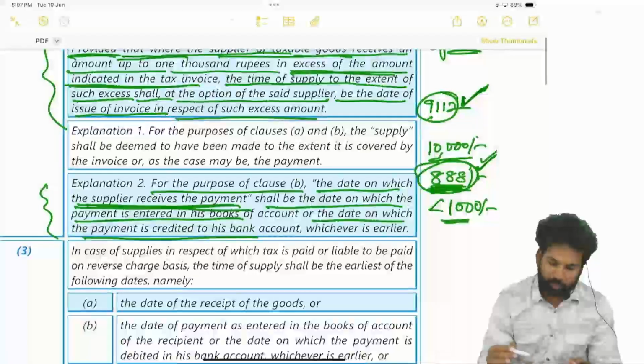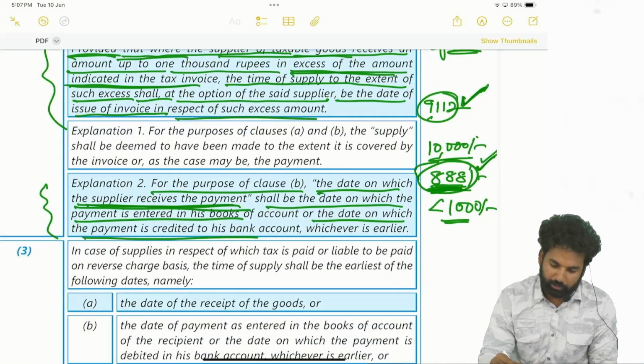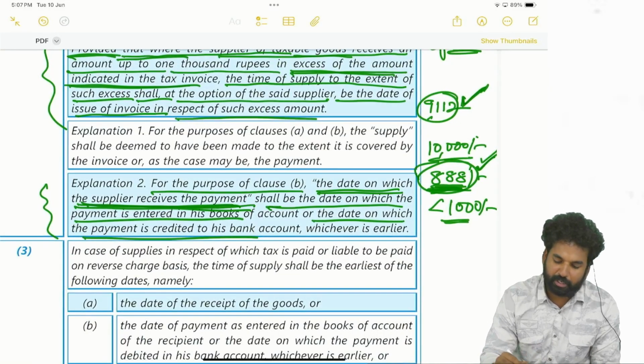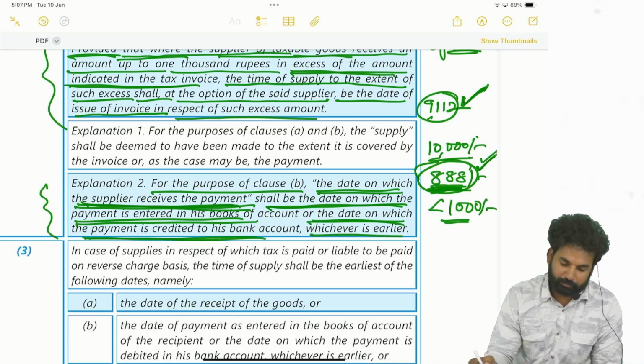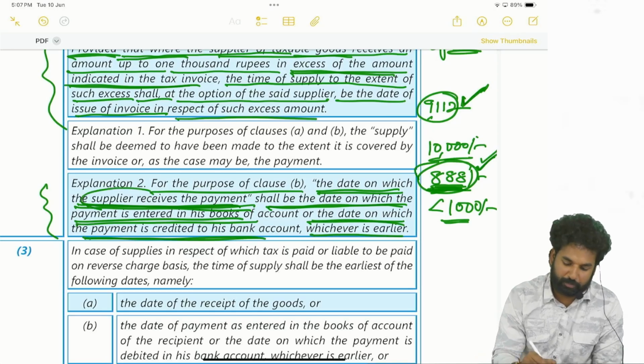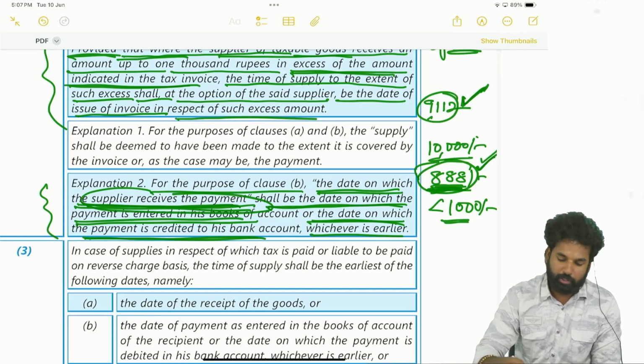For the purpose of clause B, the date on which the supplier receives the payment shall be the date on which the payment is entered in the books of accounts or the date on which the payment is credited to his bank account, whichever is earlier. So this is when the supplier receives the payment.